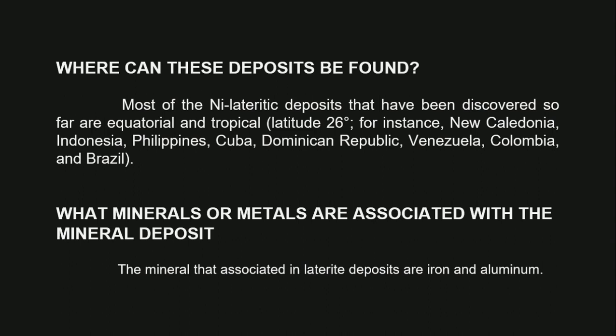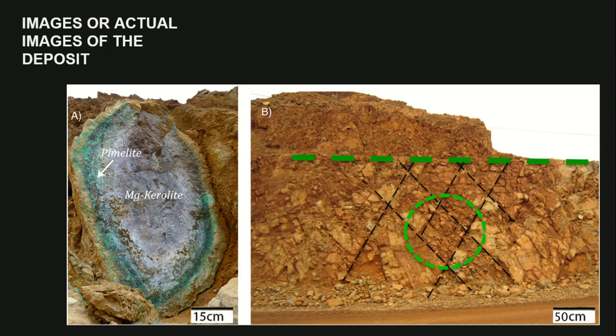Most of the neolateritic deposits that have been discovered so far are equatorial and tropical, which is latitude 20 degrees. For instance, New Caledonia, Indonesia, Philippines, Cuba, Dominican Republic, Venezuela, Colombia, and Brazil. So these minerals associated in laterite deposits are iron and aluminum. So these are the pictures of these deposits.